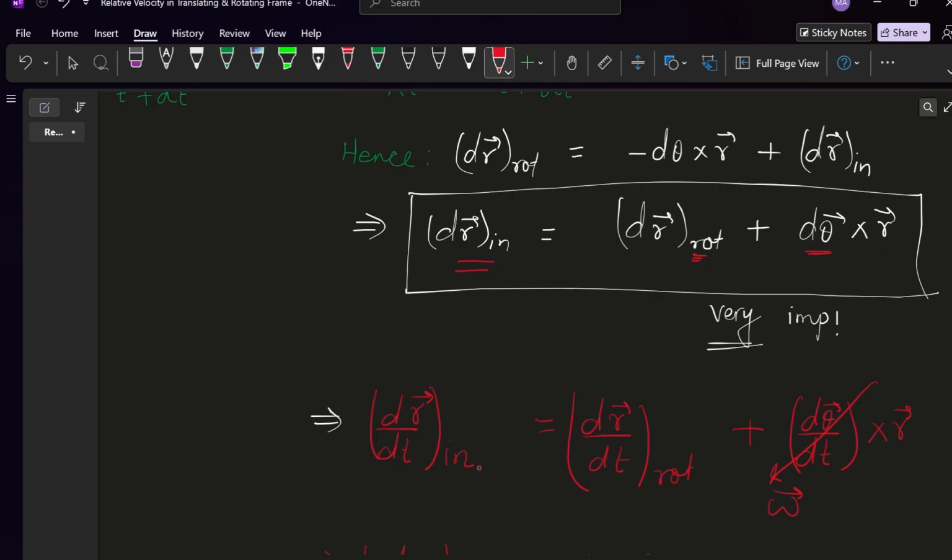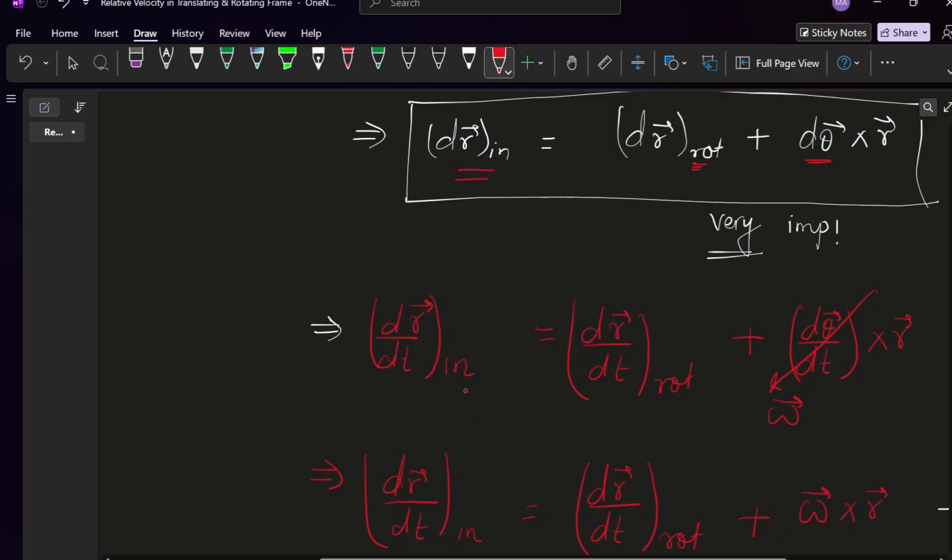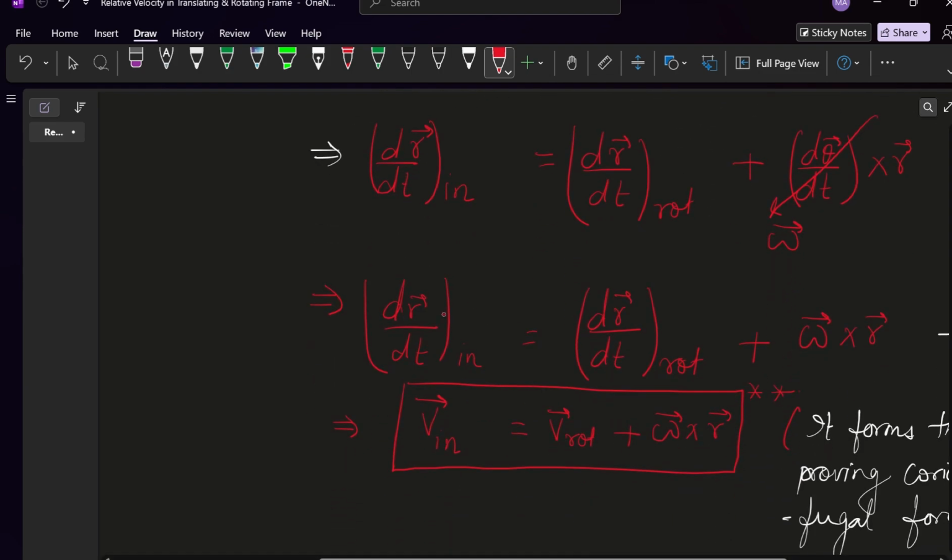I have divided by dt. So you'll be getting dr by dt in inertial frame is equal to dr by dt in rotating frame plus d theta by dt cross r, and this is nothing but your omega. So very nice result we got. Dr by dt in inertial frame is equal to dr by dt in rotating frame plus omega cross r.